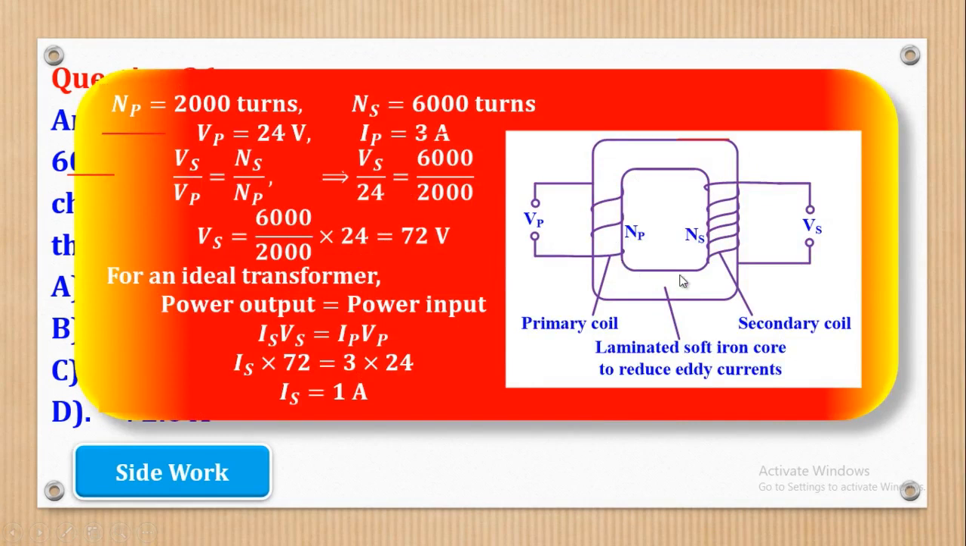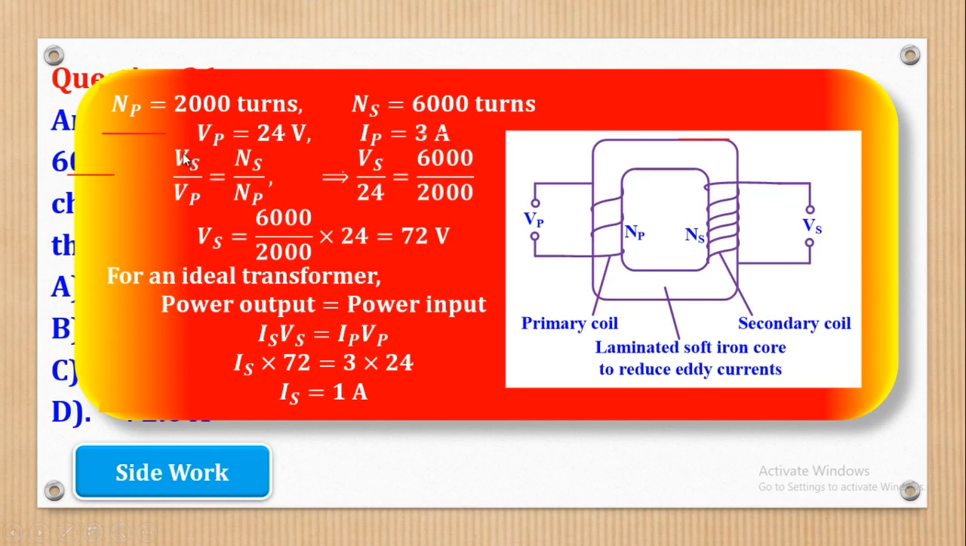So this will be the schematic diagram of a transformer. This is the primary section and this is the secondary part. So in this case VP is the input voltage, and this will be the output voltage. This is the number of turns of the primary coil and the number of turns of the secondary coil. So NP will be equal to 2000, NS will be equal to 6000 turns. The voltage of the primary part was 24, which is the input voltage, and current at the primary part is 3 amperes.